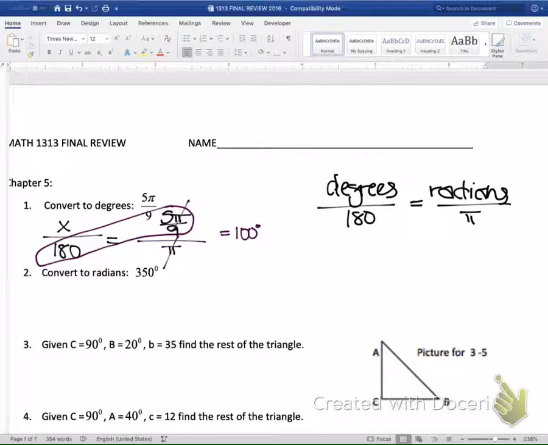If you are doing question 2 and flip-flopping that, you are just putting 350 in place of the degrees and doing x radians over pi. Remember, when we do those, we are not actually typing pi in our calculator. We're just going to reduce 350 over 180, which is going to give us 35 over 18, and you put your pi in your answer. And there's your radians.